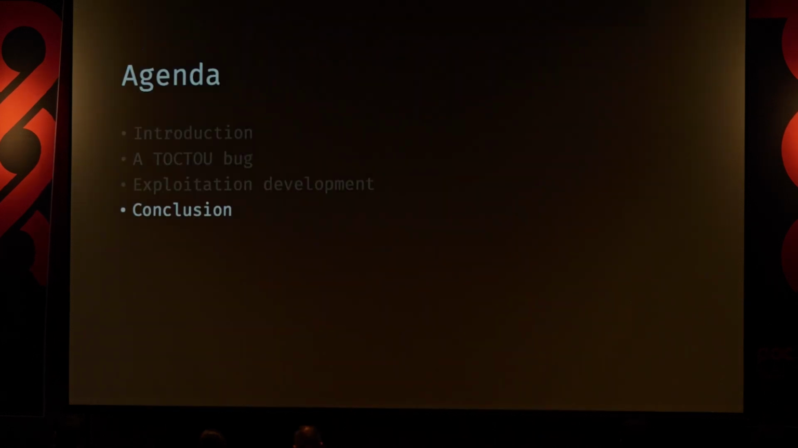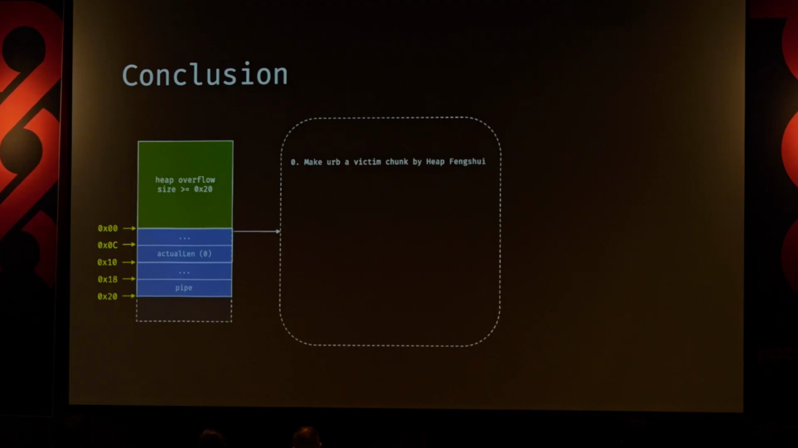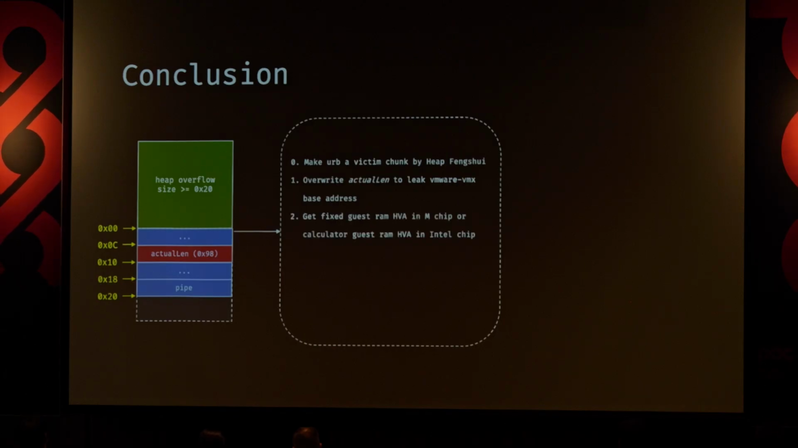At this conclusion part, we want to summarize a probably universal heap overflow exploitation framework towards VMware Fusion on the Mac platform. If we have an out-of-bounds write primitive, which is capable of writing hex 20 bytes with controlled content, firstly, we can use heap manipulation to place a URB object after the overflowed object. Then we can hijack URB's actual len via out-of-bounds write to achieve out-of-bounds read, and finally disclose VMware's base address. And we can exploit guest RAM's weak ASLR to determine its virtual address or its address range.